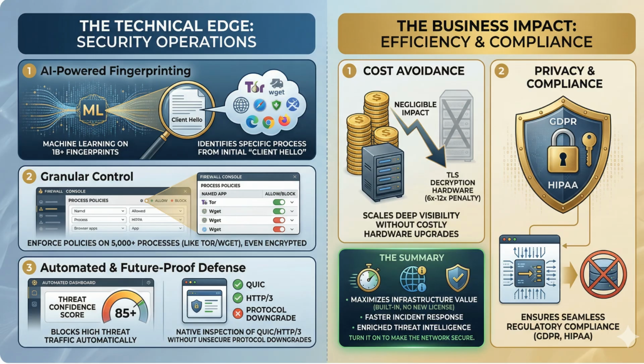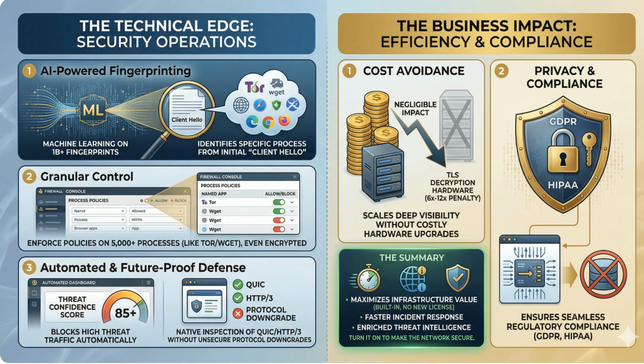The technical edge, security operations. Technically, EVE shifts us from guessing to knowing. Since over 85% of modern attacks hide in encrypted channels, traditional firewalls are often left blind. EVE uses machine learning, trained on over 1 billion fingerprints, to identify the specific process or application behind a flow just by inspecting the initial client hello packet.